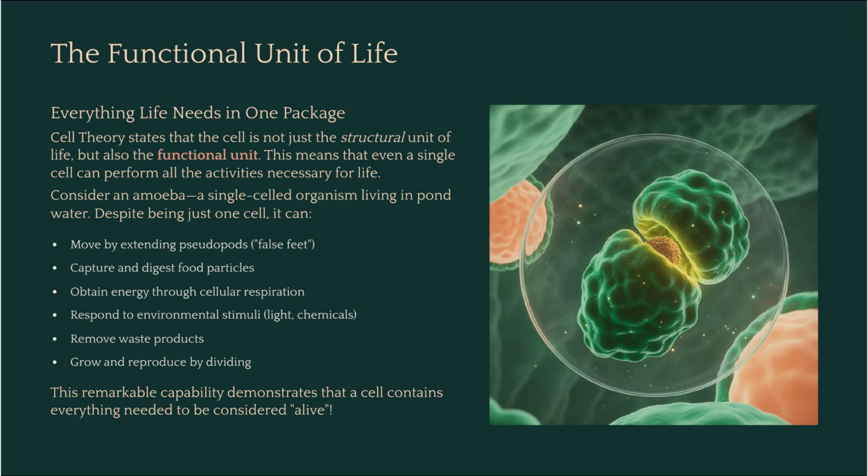The cell theory's second tenet is that the cell is the functional unit of life. What does that mean? It means even a single isolated cell is capable of performing all the necessary tasks to be considered alive. Imagine an amoeba. It can find food, consume it, get rid of waste, and reproduce, all within its single boundary. Everything that defines life happens at the cellular level.